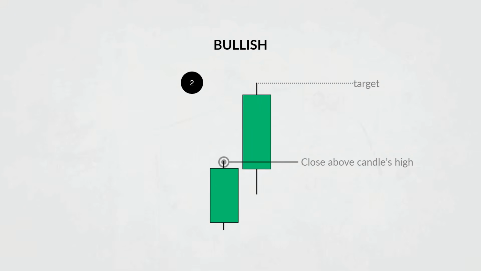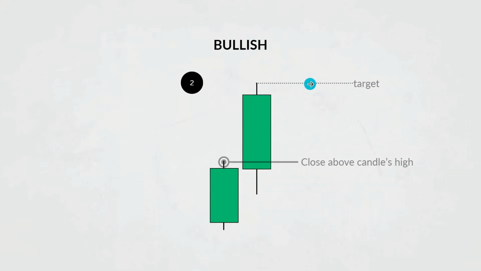Now here's another bullish example. In this case, price closed above the previous candle's high. This shows a clear bullish intent. From here, we should be targeting either the previous candle's high, which is here, or any draw on liquidity above price.